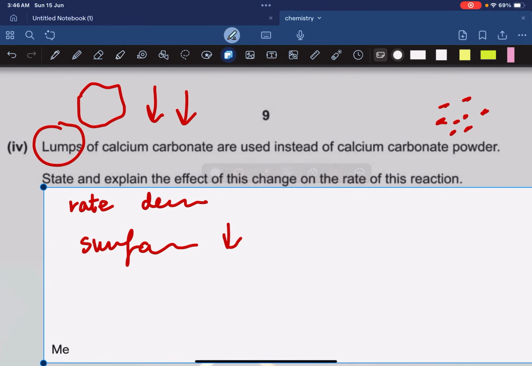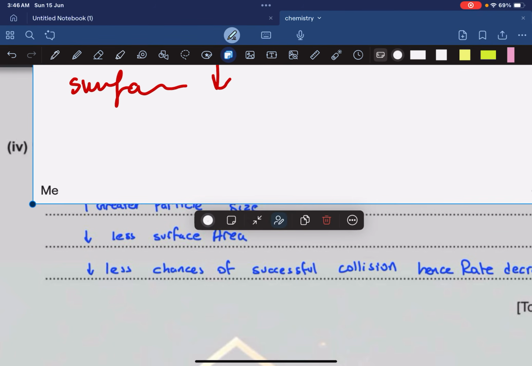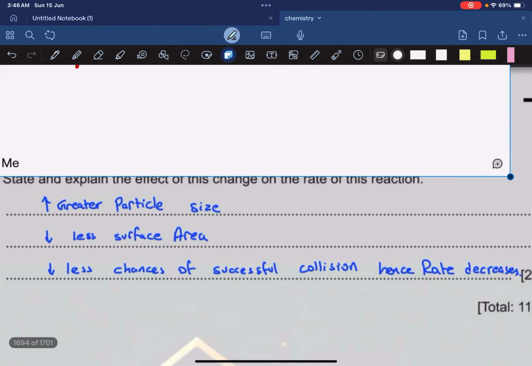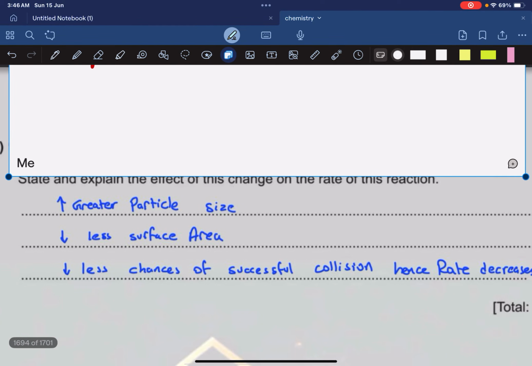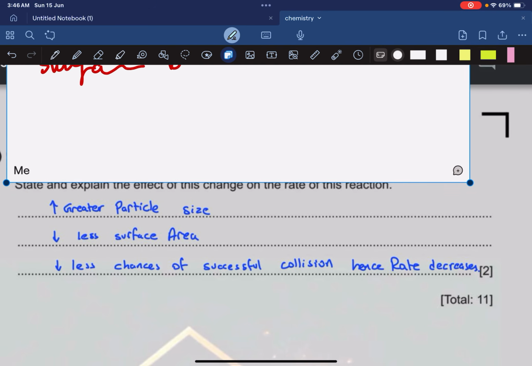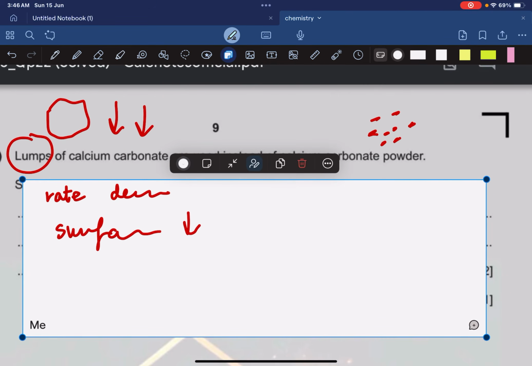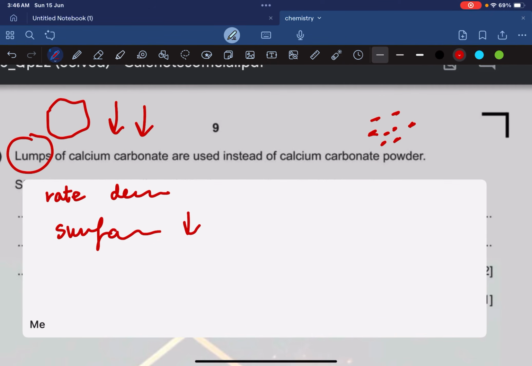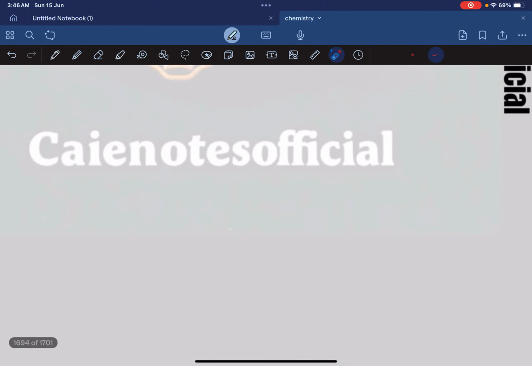You can just read it from here. Greater particle size, less surface area, and less chance of successful collision, hence rate decreases. So that's all for it. Because of fewer collisions, your rate is simply going to decrease. That's all, and we're done with this.